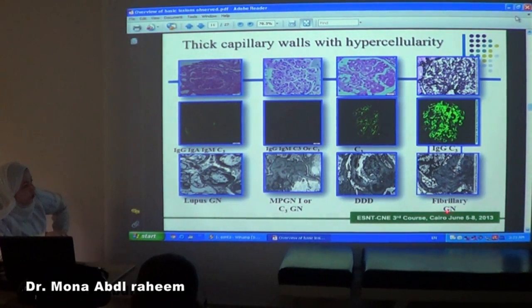And here is fibrillary glomerulonephritis. We can find immunoglobulin G deposition and C3, and the characteristic microtubular structure in the electron microscope.